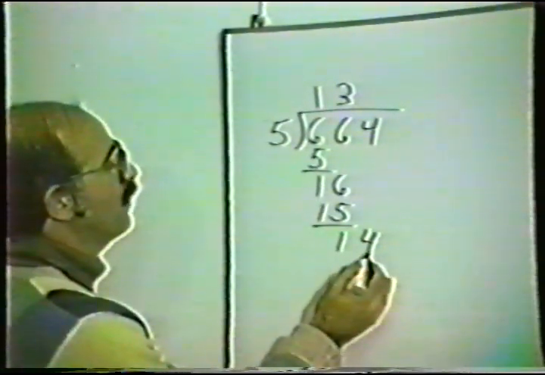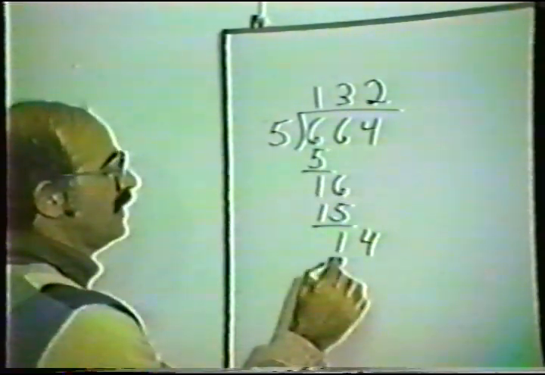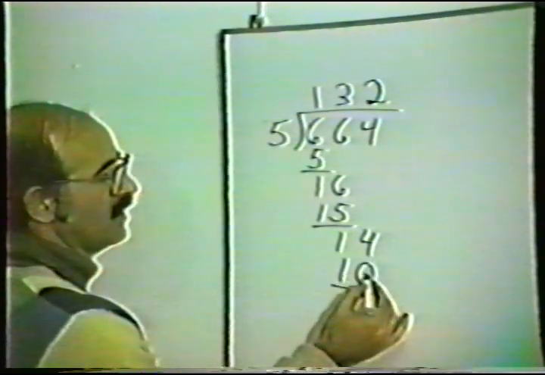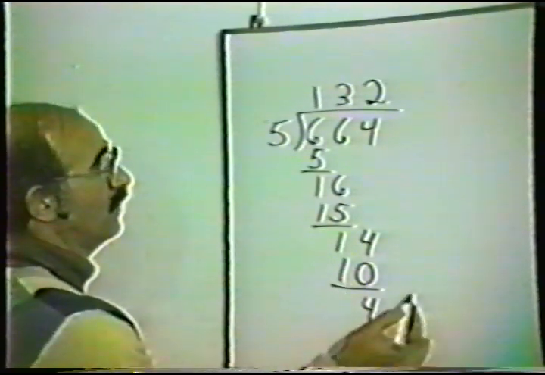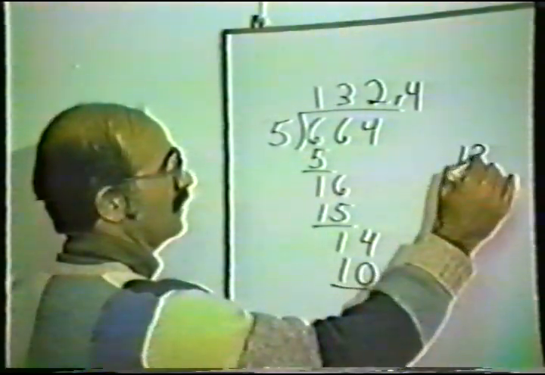Let's fix that. 5 into 14 is 2. 2 times 5 is 10. 4 take away 0 is 4. Remainder 4. Let's do the check.